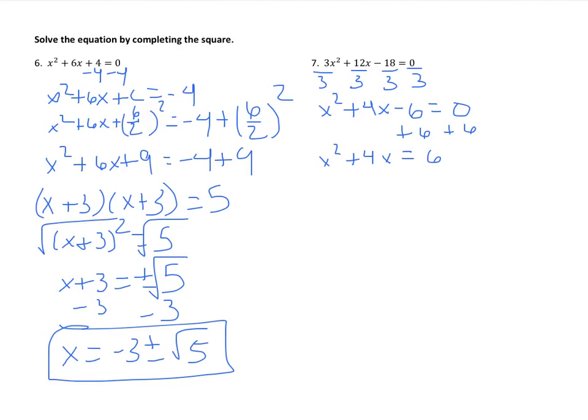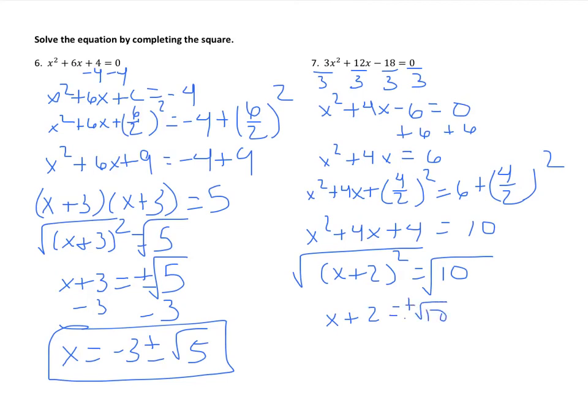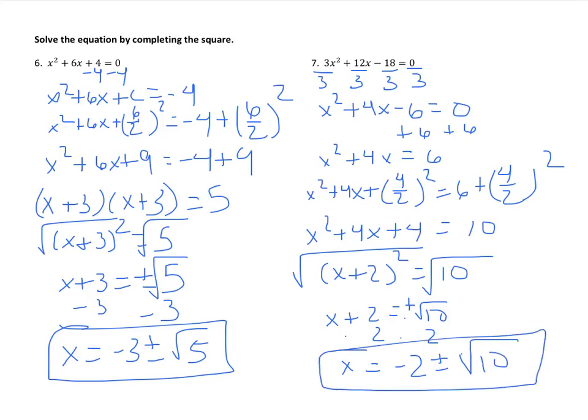Okay? So x squared plus 4x plus 4 divided by 2 squared equals 6 plus 4 divided by 2 squared. So I get x squared plus 4x plus 4 equals 10. Now, I'm going to skip this step and go straight to this. So you get the quantity x plus 2 squared equals 10. Square root both sides. Plus or minus the square root of 10. Subtract the 2. I can't simplify the square roots or anything, so there we go. Alright.